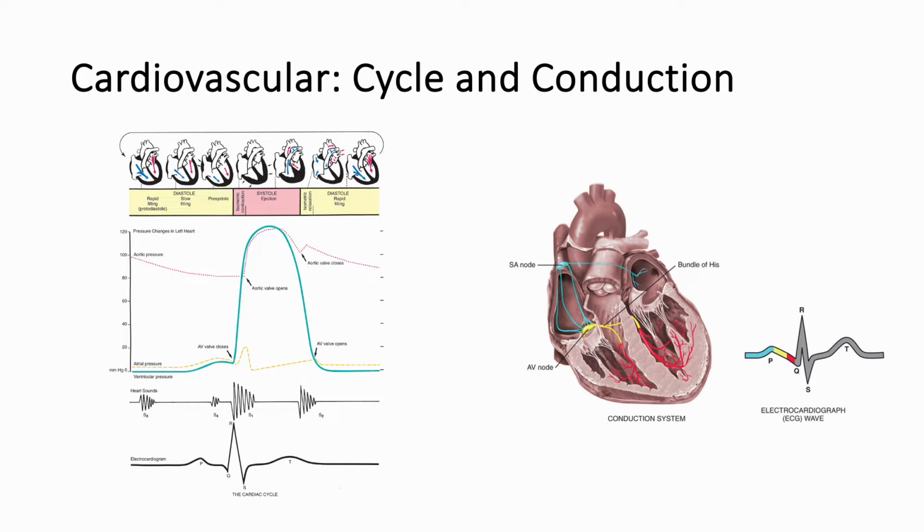So again, when the AV valves close, the tricuspid and mitral close, this is where you're hearing that first part of the heartbeat. Lub-dub, lub-dub, lub-dub. It's the lub sound that you're hearing. And sometimes this is referred to as the S1.